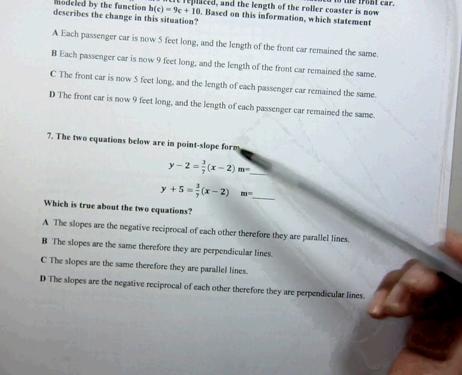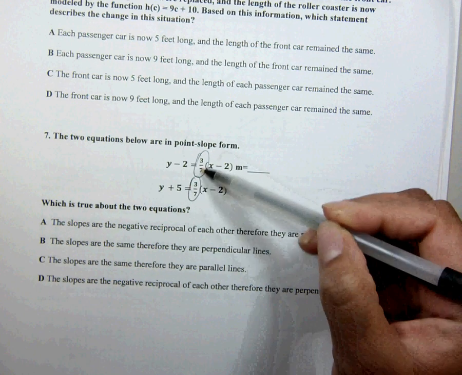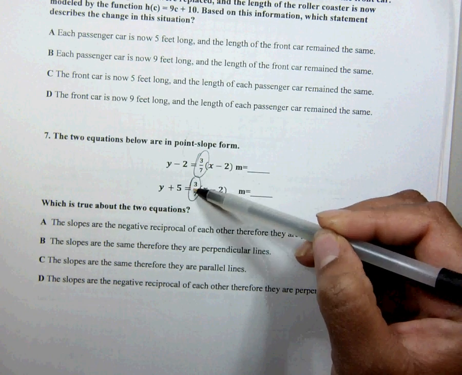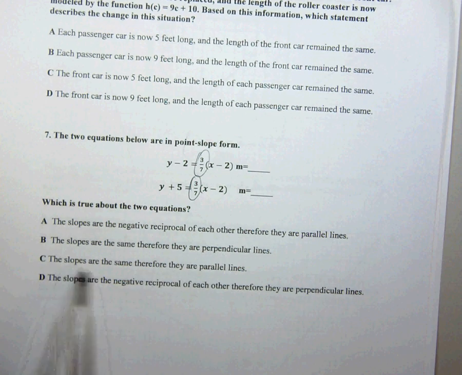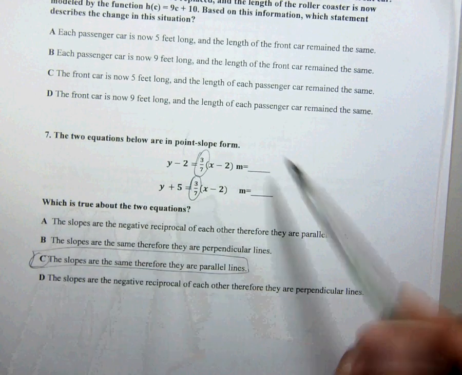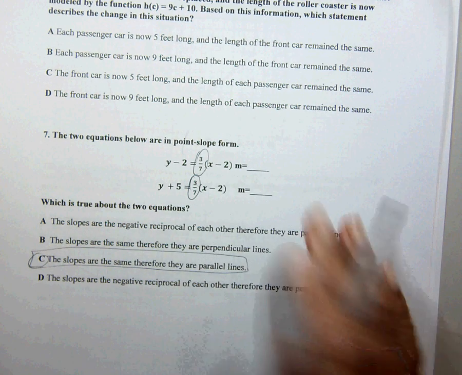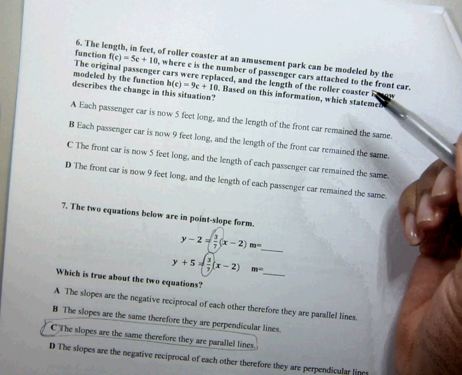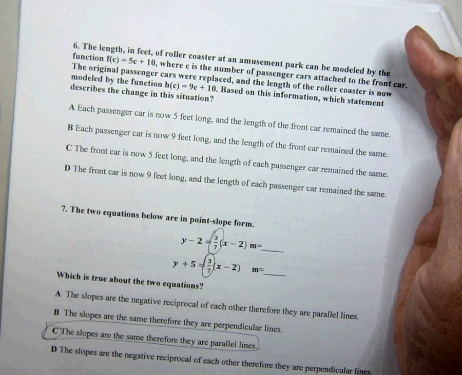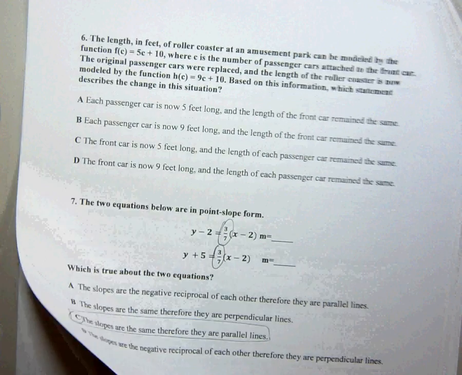Number 7. I have 3/7 and I have 3/7. Parallel lines, it looks like. So which one does it say? There it is. The slopes are parallel. What's true? The slopes are the same, so the lines are parallel. That was easy. And the last 6 are the questions we went over in class. So I'm not going to go over those. I'm going to cut the video short.